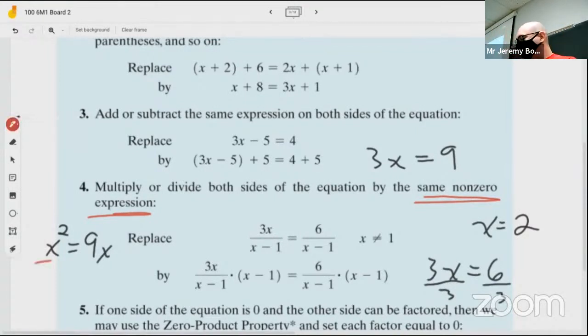Something you don't want to do is divide by x. Anybody can think why? Because as soon as I do that, I add a caveat that x can't be 0. So if you can avoid dividing by x, unless you know that x is not 0 already, you don't want to do that. So avoid dividing by x if you can, because we don't know if x is 0, and it says it needs to be the same non-zero expression.